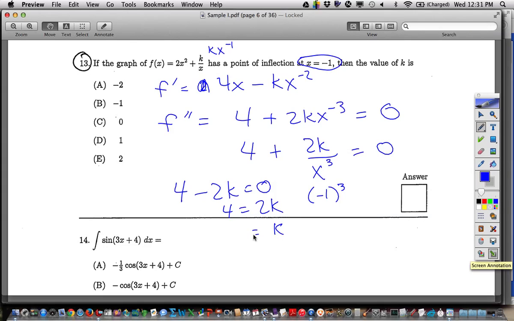Did I do something wrong? Because I'm getting 2. I thought I heard people saying negative 2. I think it must be positive. Let's go, I got it right here. What number was that? 13? 13 is 2. So anyway, if you got negative 2, maybe you missed a negative up here when you did your derivative or something.